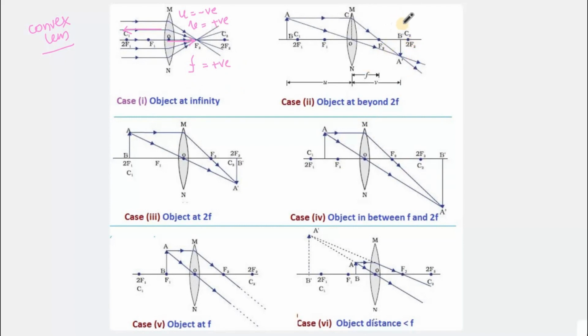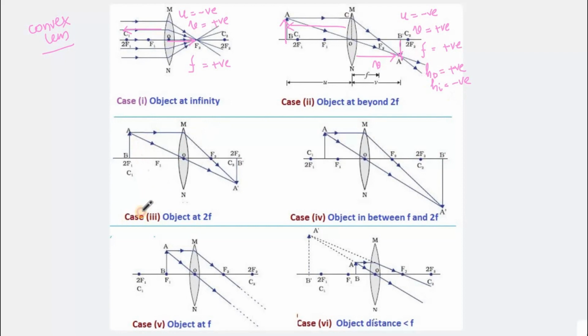Now when the object is beyond 2f1, the object distance is this. So u will be negative. v is formed over here, so to measure it, we have to go towards the right. So v is positive, and the focal length is positive for a convex lens. And now the height of the object: you see it's above the principal axis, so it's positive. The image is lying below the principal axis, which is negative. So the height of the image will be negative over here.